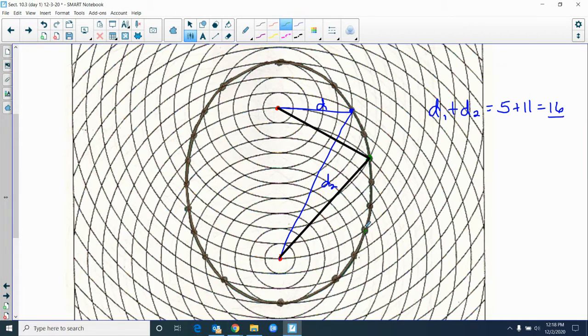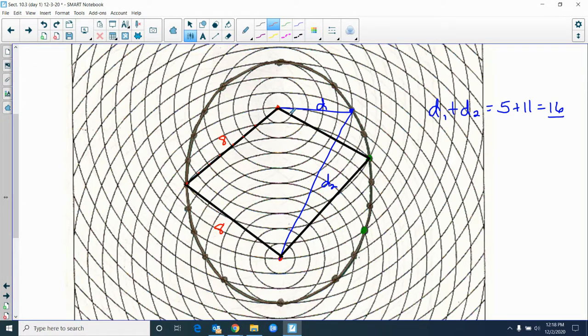If I take this point here and add this distance and then the distance from the two foci, it's always the same. Actually, let me flip it over to here so it's not so crowded. Now I can count, and it should be 16. From here, 1, 2, 3, 4, 5, 6, 7, 8. From this point here, 1, 2, 3, 4, 5, 6, 7, 8. 8 plus 8 is 16.